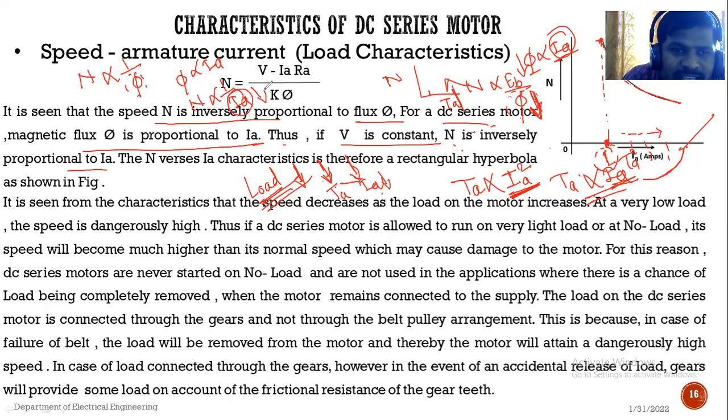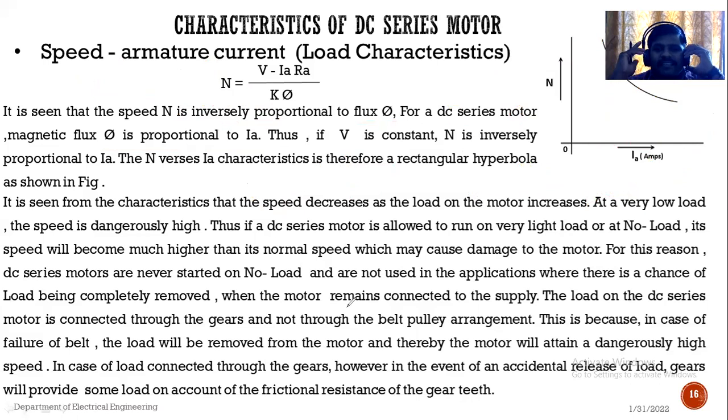If IA decreases, the speed will increase to maximum. If IA increases, the speed of the motor will decrease. Okay, see, the N versus IA characteristic is therefore a rectangular hyperbola as shown in this figure. It will look like a rectangular hyperbola. Okay, see, it is seen from the characteristics that the speed decreases as the load on the motor increases.